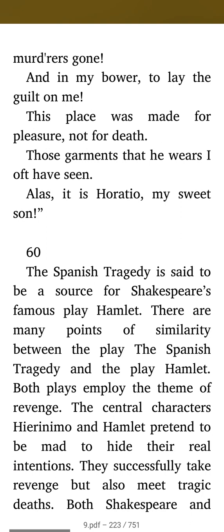The Spanish Tragedy is said to be a source for Shakespeare's famous play Hamlet. There are many points of similarity between the play The Spanish Tragedy and the play Hamlet. Both plays employ the theme of revenge. The central characters Hieronymo and Hamlet pretend to be mad to hide their real intentions. They successfully take revenge but also meet tragic deaths.